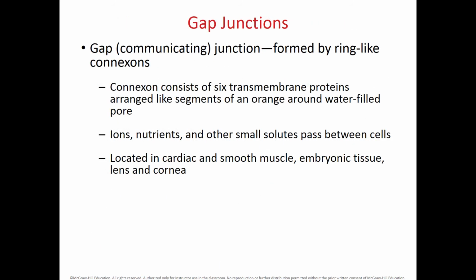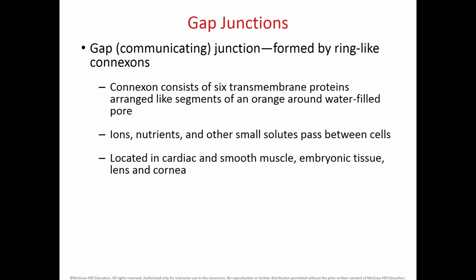Now there are junctions that are like open windows in between the cells. Not all the cells in the body, just in specific areas. These windows in between the cells, which are known as gap junctions or communicating junctions, are located on the lateral portion of the cells. They are formed by a ring of structures that we call connexons, which are six transmembrane proteins arranged in segments of an orange around a water-filled pore.